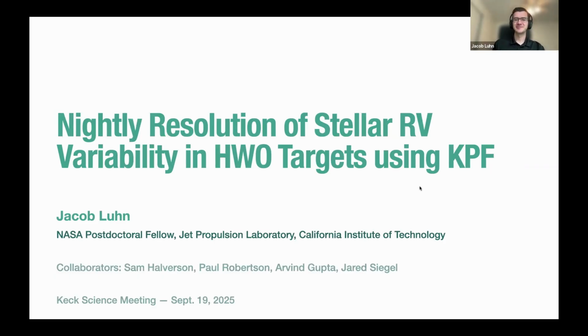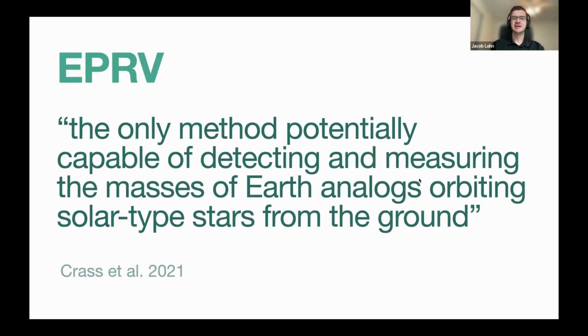And so this is a recent program I've been running to capture short timescale variability in radial velocity time series with the Keck Planet Finder. I just want to start with the justification for the extreme precision radial velocity technique as the only method potentially capable of detecting and measuring the masses of Earth analogs orbiting solar type stars from the ground. This is especially relevant in the lead up to the Habitable Worlds Observatory, as these EPRV surveys are expected to find the most promising Earth-like planets.